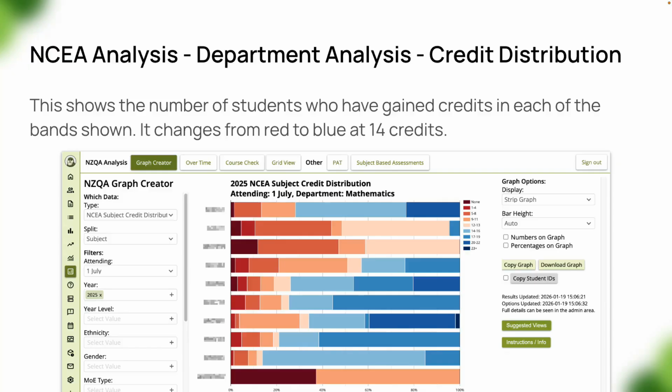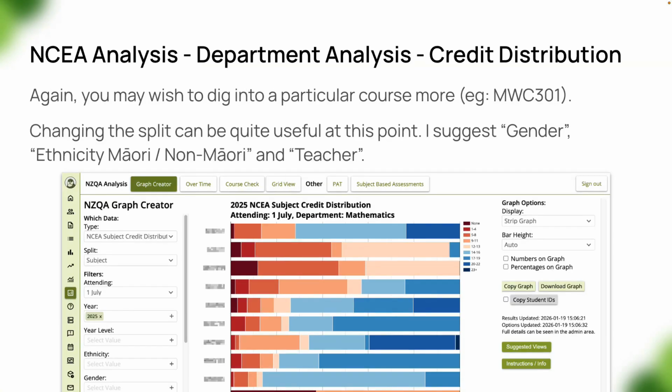And so this is broken down across the department, but you could look at it across different departments and slice and dice it in all sorts of different ways. You can then filter down to just an individual subject, and then you could cut it up by gender or ethnicity, by teacher. One thing I will say about splitting by teacher is just because 2 classes have different results doesn't mean that one teacher is better than the other.